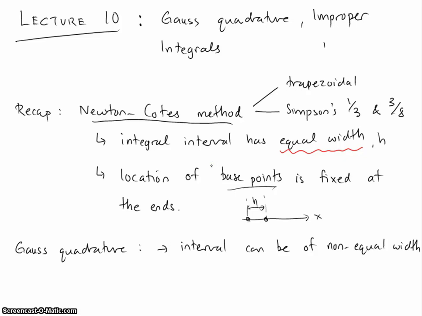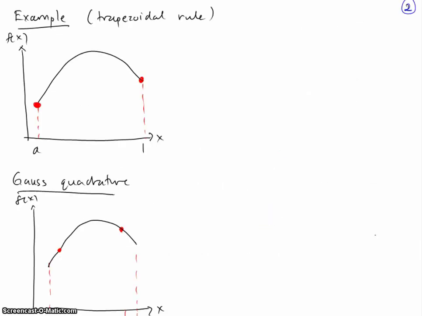Now with Gauss quadrature, which is also a numerical integration technique, the interval can be of non-equal width, but more importantly, the base points that we choose are not at the endpoints of each segment. So there is a benefit to having the base points not located at the end of the segment. The way I can illustrate this to you is to use a comparison between the trapezoidal rule and Gauss quadrature.